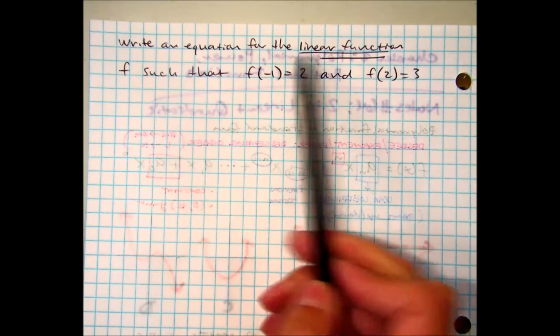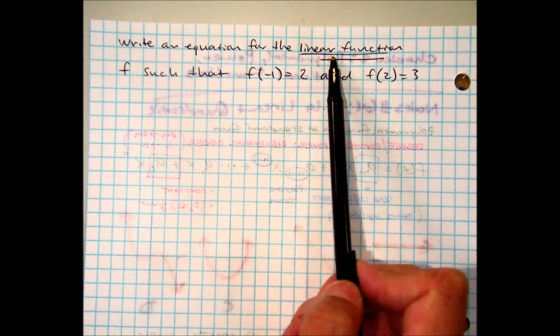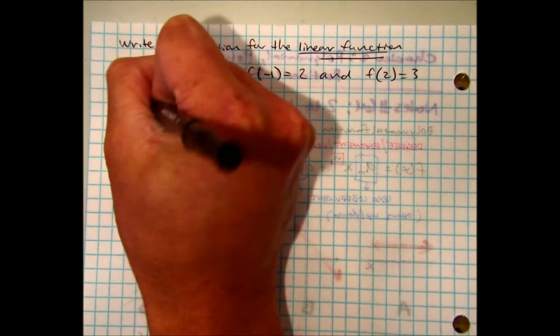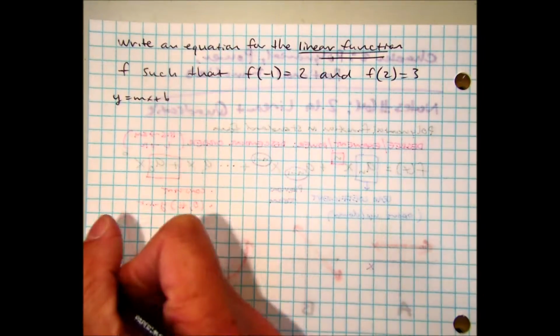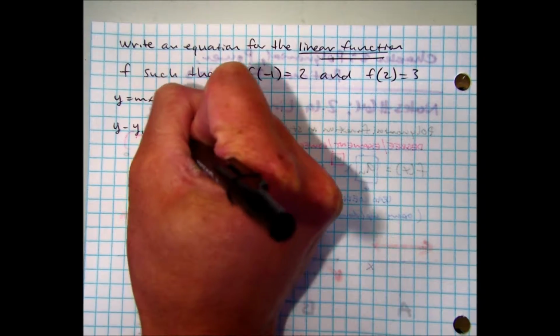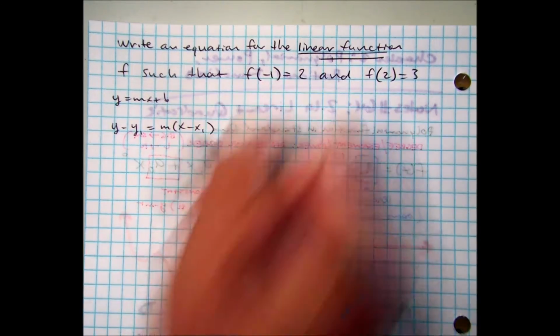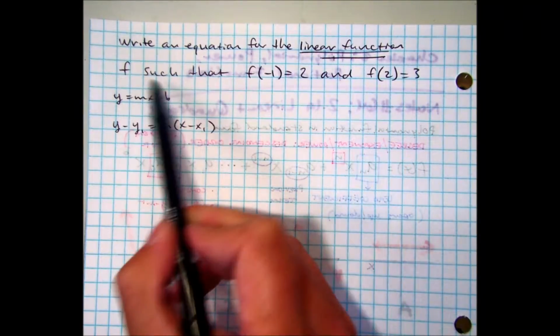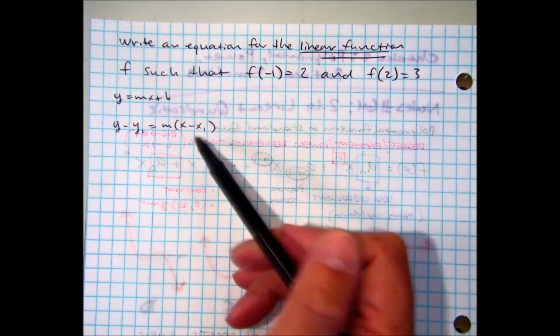So it tells me to write an equation for a linear function. There's multiple linear functions on your formula sheet. You might have something like slope-intercept form. You might have point-slope form. So you're writing a linear function f such that, now this is something as new as you have function notation.